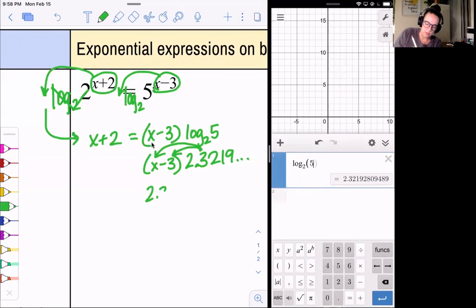So I'd have 2.321x, and then I really want to do this number times negative 3. I know it's going to be minus, so I'm going to do times 3, 6.965 really, knowing that there's lots more happening here, is equal to x plus 2. So what I've essentially done is just created a linear equation, but it has decimals in it.